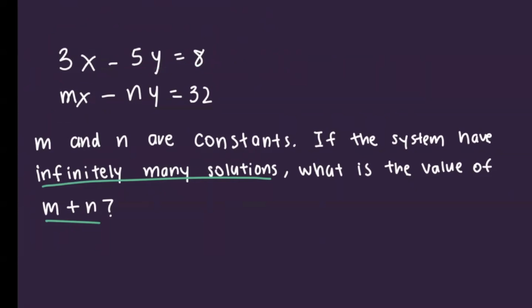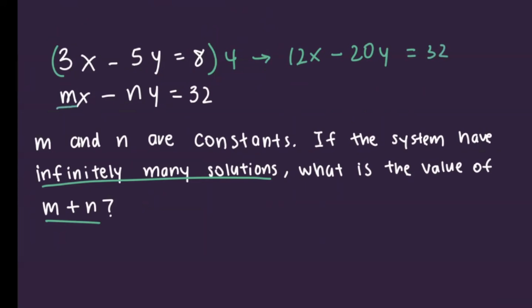First, we can multiply the first equation by 4, because when you multiply by 4, the constant will be 32, which is the same as the second equation. So you would get 12x minus 20y equals 32.